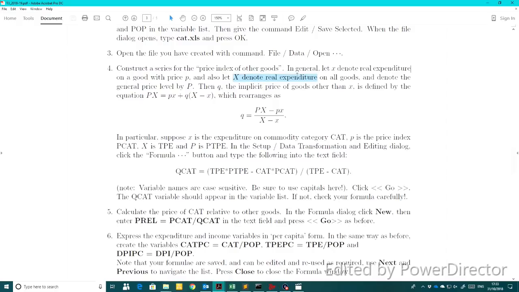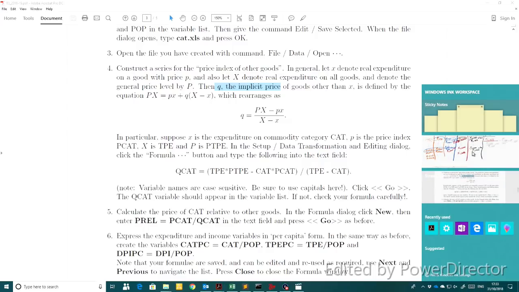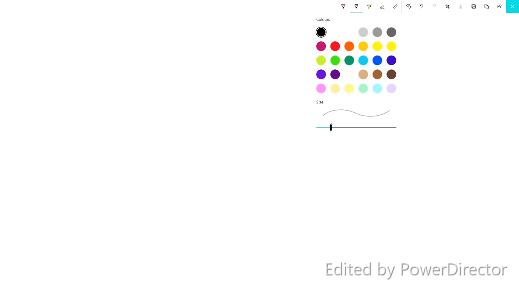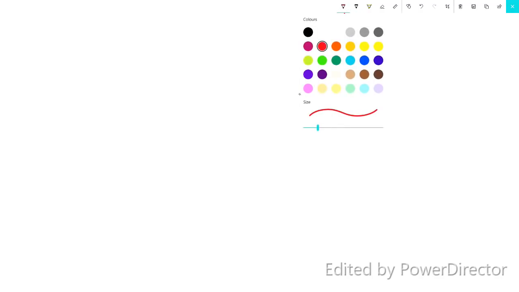So the big X here denotes the real expenditure on all goods, and the general price level is given by P. And let's say Q is going to be the implicit price of goods. So what we need to do is, I'm just going to open this sketchpad. So I'm going to erase everything. I just want this pen to be a bit thicker, no, that's too thick, maybe a bit thinner. That shows to be blue.